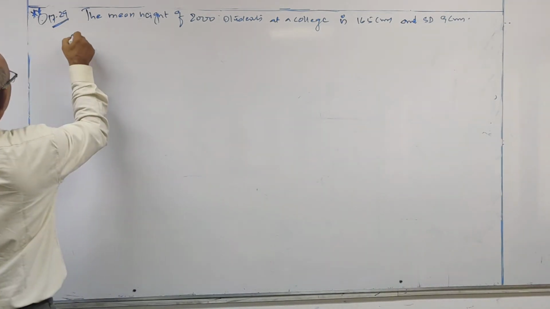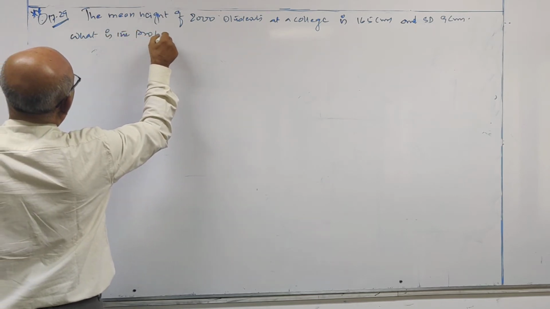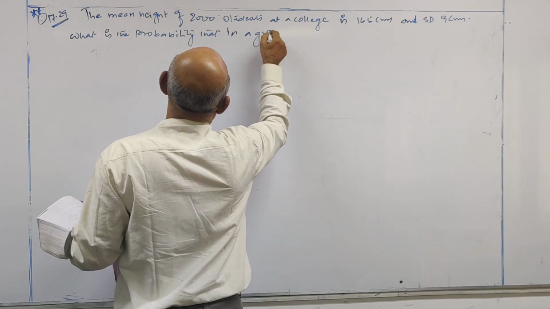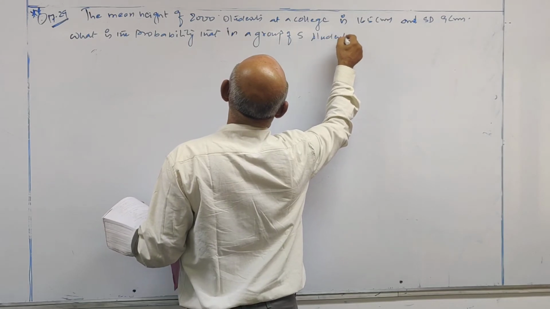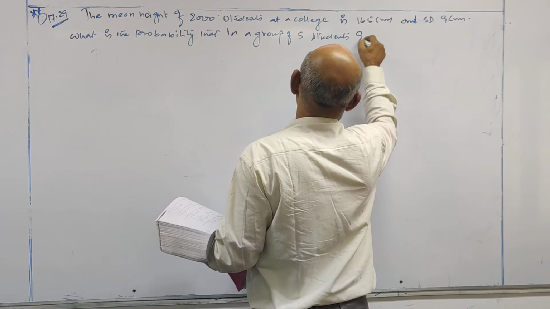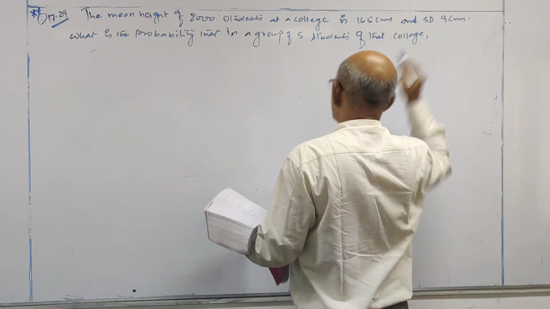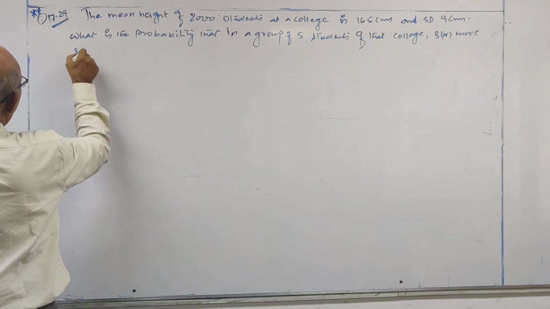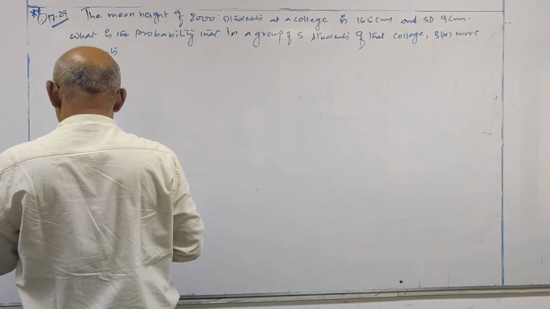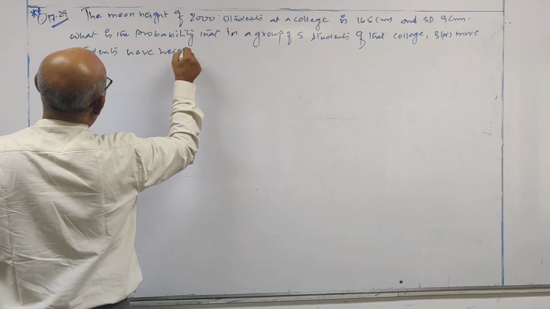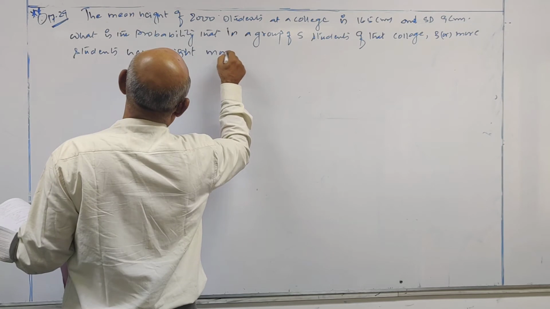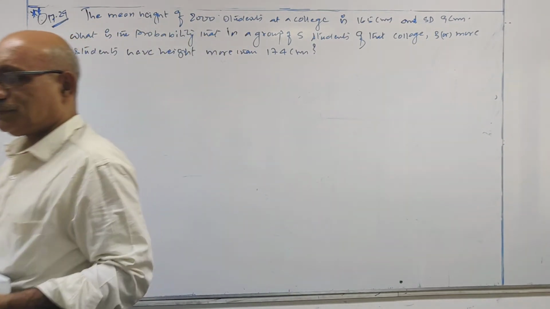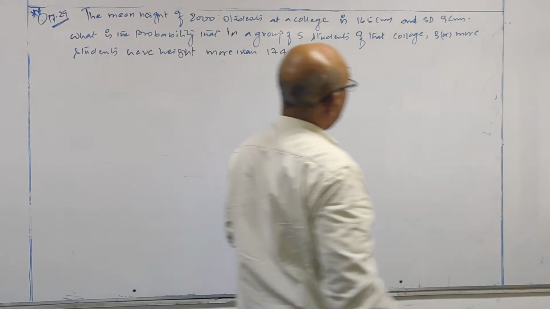What is the probability that in a group of five students of that college, three or more students have height more than 174 centimeters? This is my question.